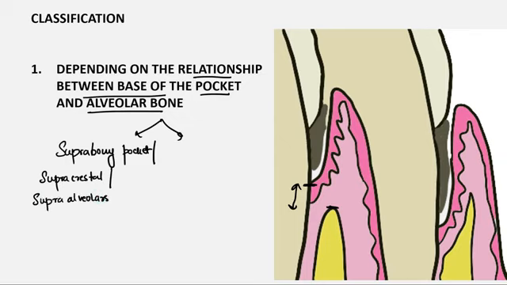Now let's talk about the second type, and this is termed the intra-bony pocket. Here the base of the pocket is present more apical to the alveolar bone. Similarly, intra-bony pockets are also called intra-alveolar pockets or subcrestal pockets.